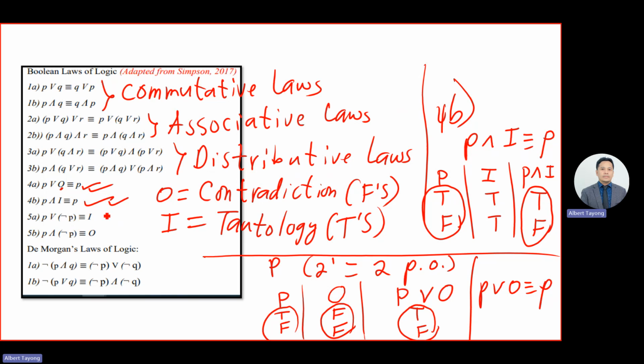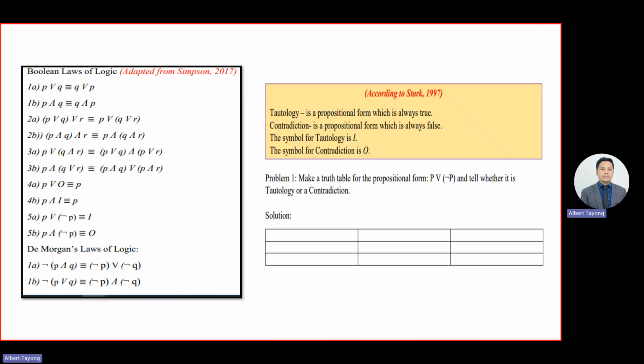Let's now have 5a and 5b using examples here, starting with problem 1. Problem 1 is about 5a. Make a truth table for this propositional form, P or not P, and tell whether it is a tautology or a contradiction.